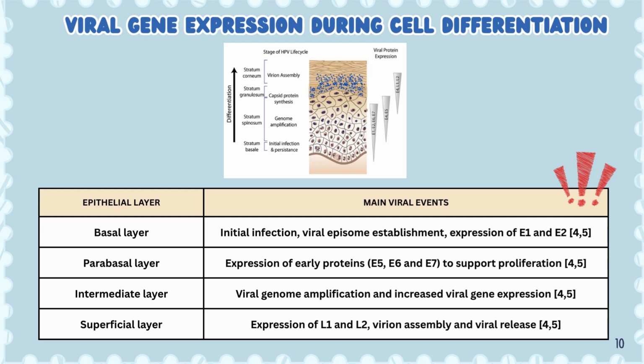Finally, in the superficial layer, L1 and L2 are produced, new virus particles are assembled, and the virus is released when the cells are shed. So, HPV uses the normal maturation of epithelial cells to complete its life cycle.